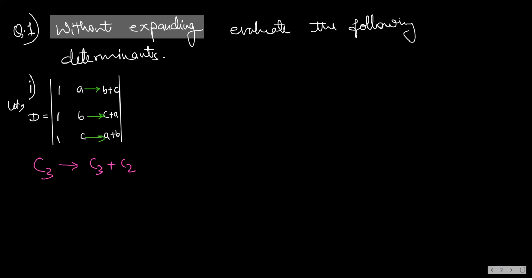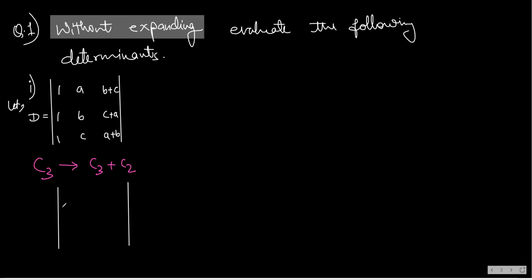And you know that is allowed. I'm adding the column 2 elements to the corresponding column 3 elements. So I'm writing C3 changes to C3 plus C2. Now, when you bring this change, what will happen? You can check. Are the elements of C1 going to change?